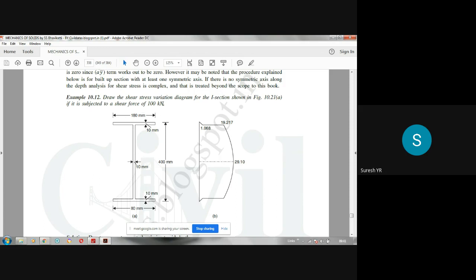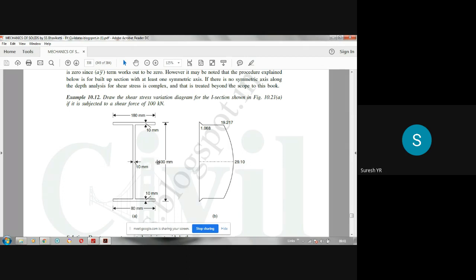Now this is the problem. This is the I section with the geometrical details. This is top flange, this is bottom flange. You can see in this problem that this is 180. Please make that correction. This is symmetrical. They have given a symmetrical I section.